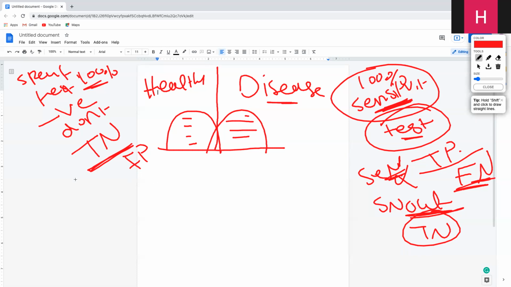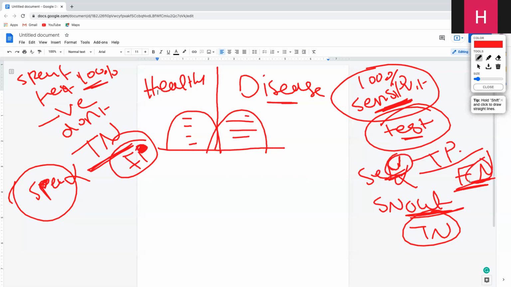That's why specificity is related to the true negative, but it is disproportionately related to the false positive. So we want to minimize this as much as possible in order to have a higher specificity. And for memorization, P with P and N with N. So these are disproportionately related. And the other thing, we call it SPIN, right? Why? Because you are ruling in the disease.